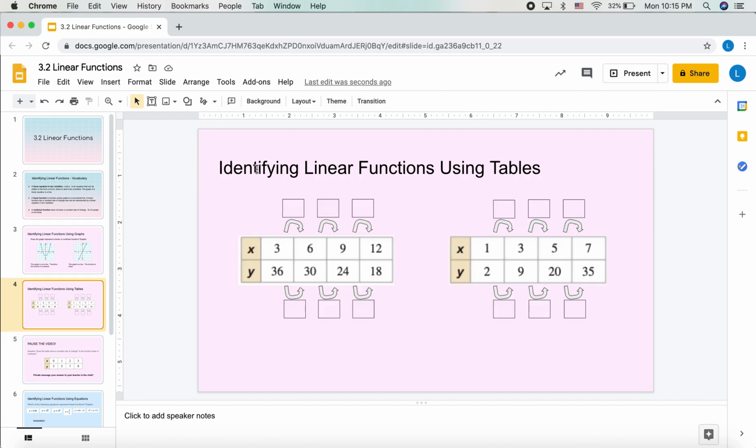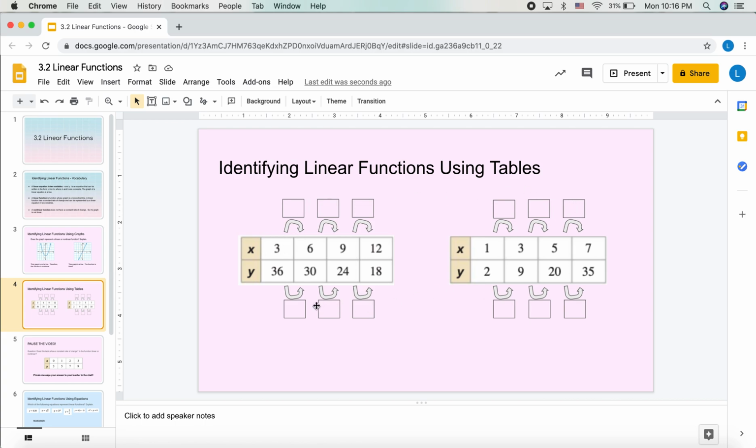So perfect, we're going to be identifying a linear function using tables. And there's all these boxes here, guys. So when we look at tables, similar to how you just did it with your groups for the exploration, we want to observe first how the x values and the y values are changing. So we want to ask ourselves, are they changing at a constant rate? Or in other words, are they changing by the same amount each time?